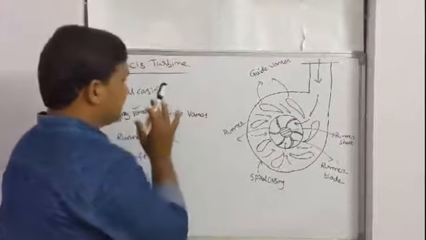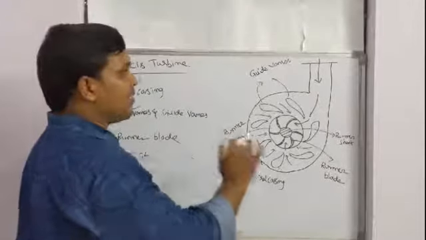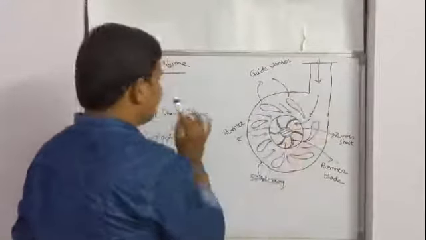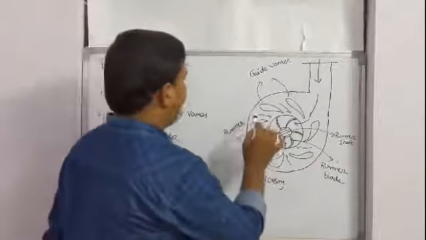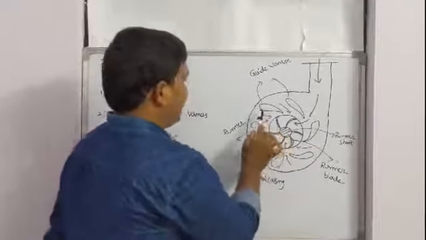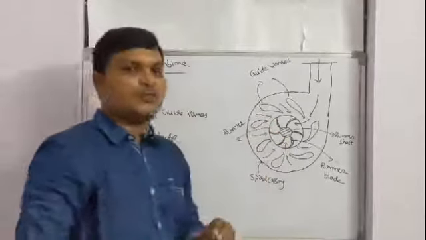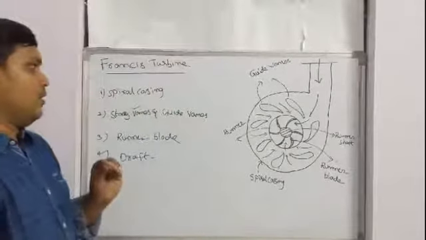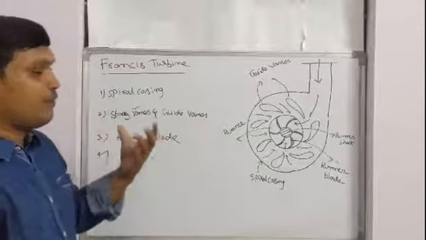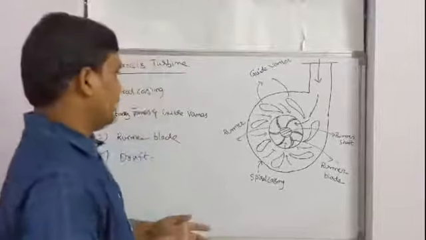The stay vanes are just for removing the whirl coming from the penstock, reducing the whirl, and then the water enters the guide vanes. Here the guide vanes are used for controlling the flow angle or flow of water.